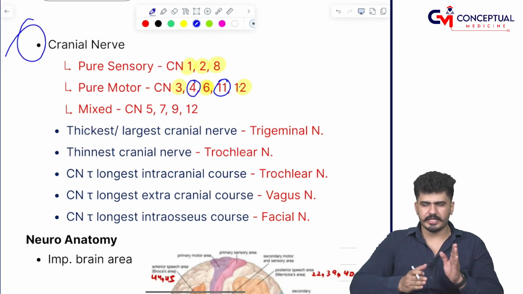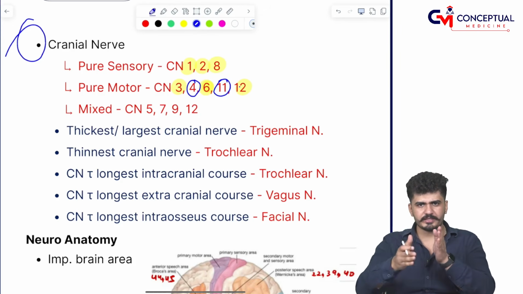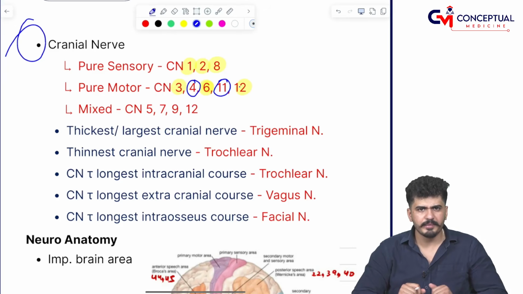Pure motor is simple. 3, then 6, then 12. After 3 comes 4, before 12 comes 11. Done. Which is the mixed nerve?